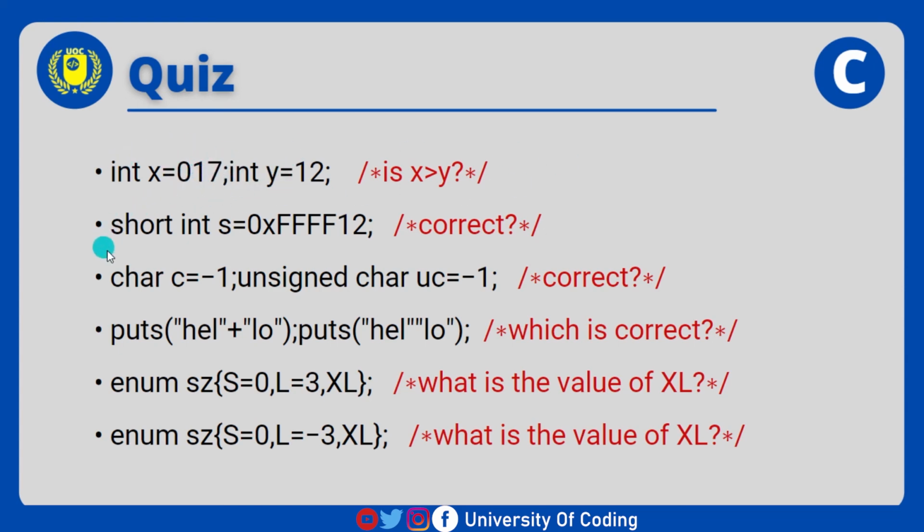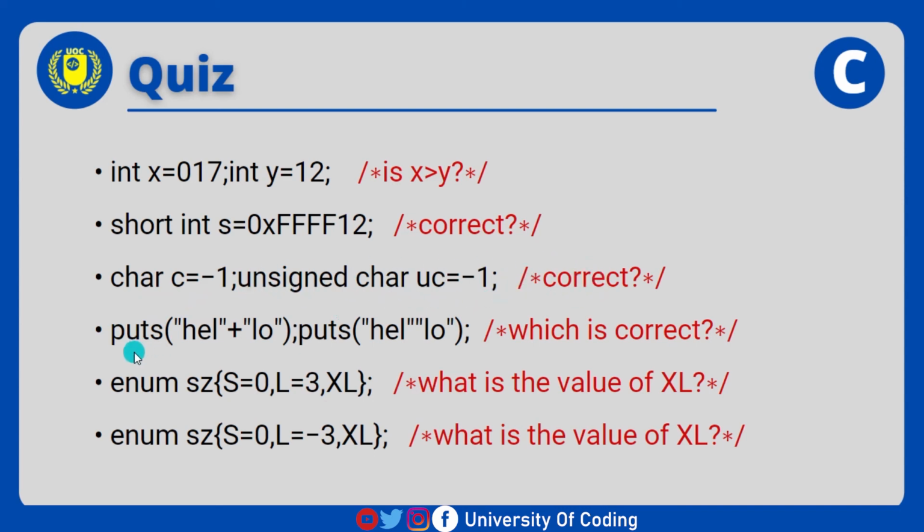And the second one is short int s. This is a hexadecimal. Remember, 0x is hexadecimal, 0 is octal. So you need to convert this into decimal and then see whether that particular value can be assigned to short or not, because short will have a very short range of values. So find out the answer and then comment your answer in the comment section. And the third one, char c is equal to -1 and unsigned char uc is equal to -1. So find out which is correct and which is incorrect.